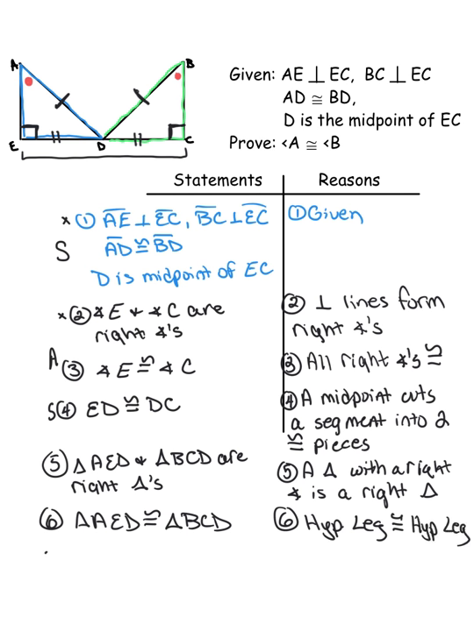Now, since the two triangles are congruent, my last step of the proof is going to be that angle A is congruent to angle B because corresponding parts of congruent triangles are congruent.